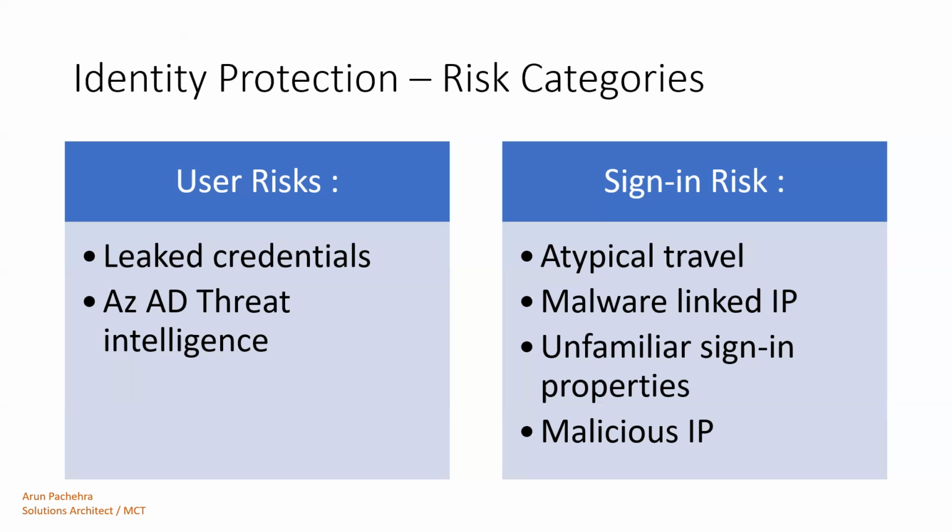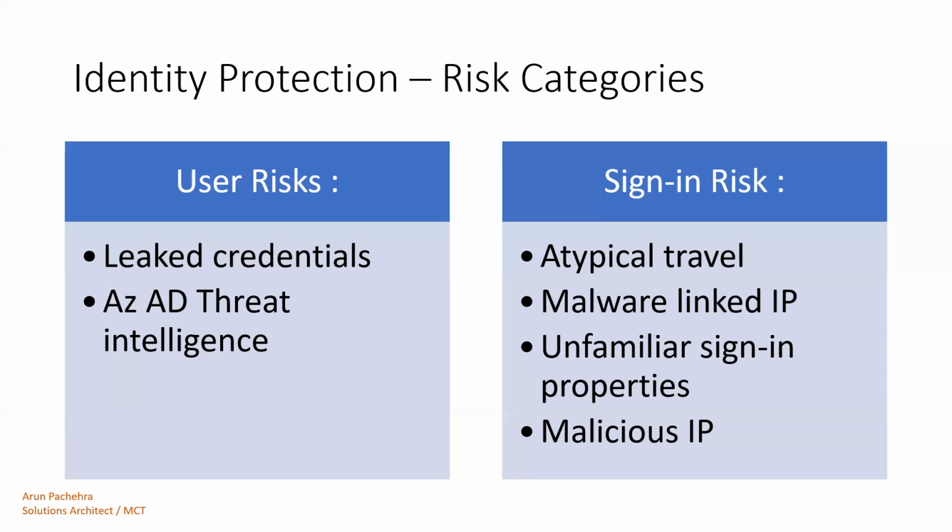Another example is malware-linked IP addresses. It detects sign-in activities from an IP address that the Microsoft Threat Intelligence System has identified as being in communication with a known active bot server. This could indicate that the device that the user is connecting from has been compromised with malware. Unfamiliar sign-in properties, it's like a user signing in from a location that they have never connected from in the past, or a user signing in with a client that uses basic authentication or legacy protocols. We did talk about basic legacy authentication in the previous video.